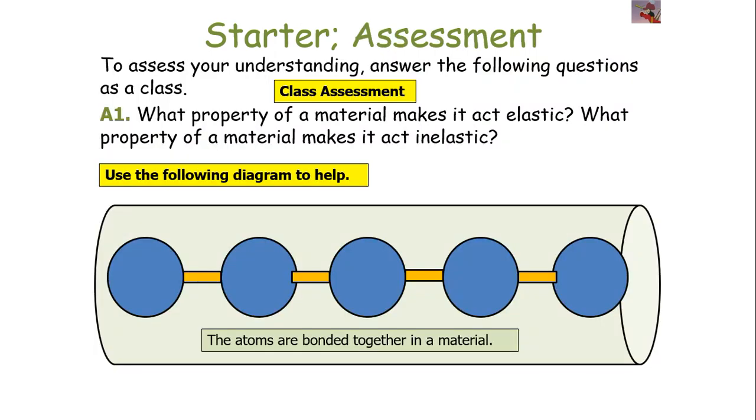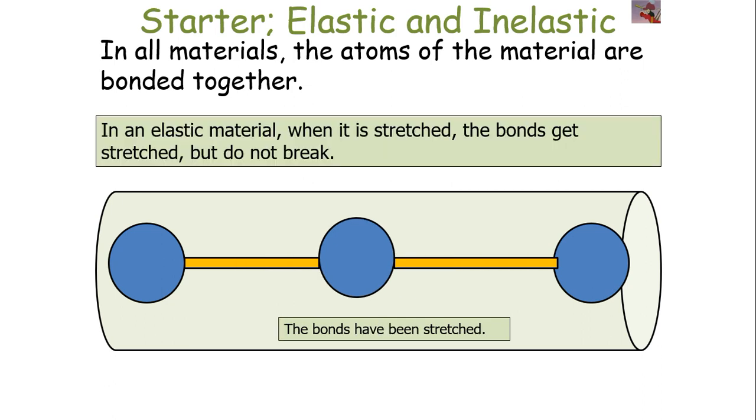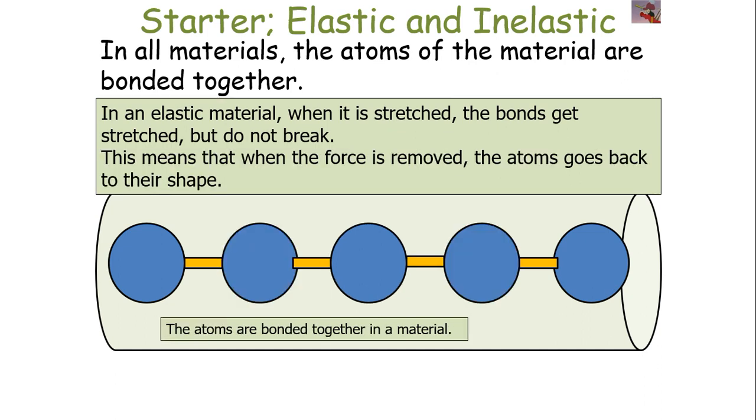Now, we've got to think to ourselves, well, what would make an object elastic and what makes a material inelastic? Now, it's all to do with the atoms bonded together in the material. So in all materials, the atoms of the material are bonded together. Now, in an elastic material, when the deforming force is placed upon it, the bonds get stretched, they get altered, but they don't break. So this means when the force is removed, the bond snaps back to what it was before, the atoms go back to their original shape, the material has not stayed deformed.